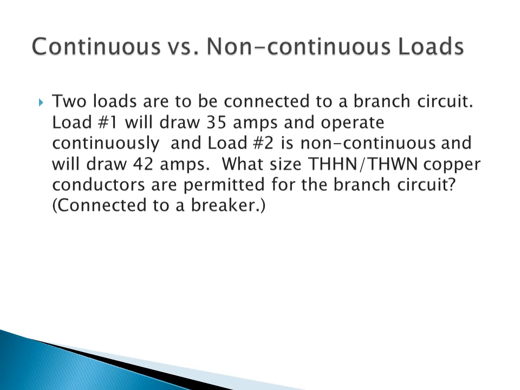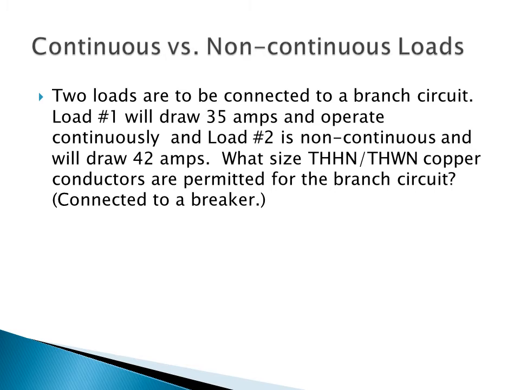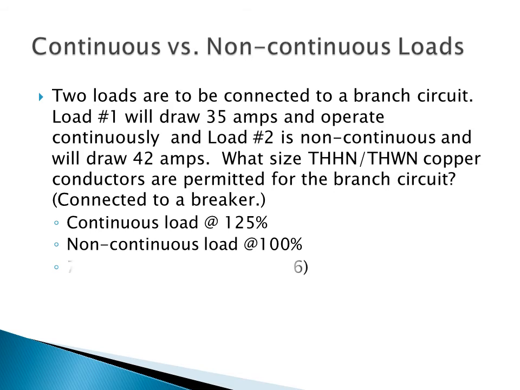So let's look at a question. 2 loads are to be connected to a branch circuit. Load number 1 will draw 35 amps and operate continuously, and load number 2 is non-continuous and will draw 42 amps. What size THHN, THWN copper conductors are permitted for the branch circuit? And we can see it's branch circuit. We're going to assume we've got a breaker. Let's analyze it a little bit. Continuous load is going to be 125%. Our non-continuous load at 100%. And then we're going to be in the 75-degree column.